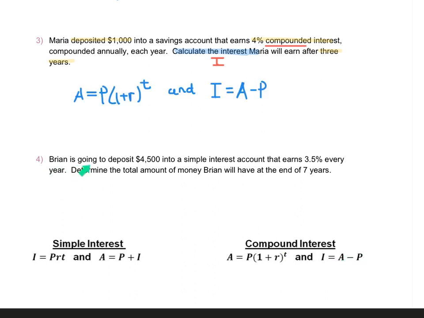Next one, number 4, Brian is going to deposit $4,500 into a simple interest account that earns 3.5% every year. Determine the total amount of money Brian will have at the end of 7 years. Okay, so on this one, the question says determine the total amount. So that means we're going to be finding the A. And then is it simple or compound? Well, it says right here simple. So that's going to be the simple formulas over here that we look at. We want the A. So we're going to first find the interest, I equals PRT. And then we're going to do the account balance of the principal plus the interest.